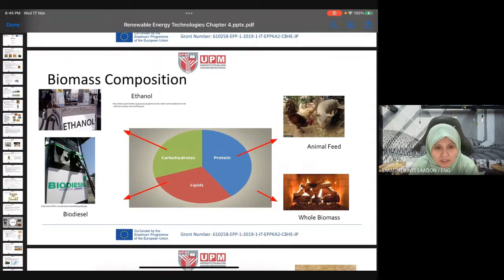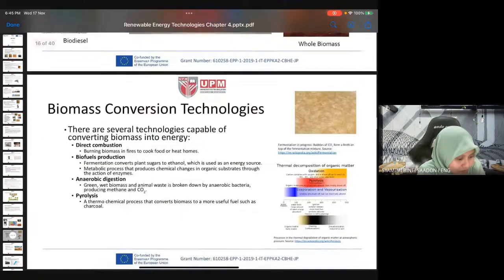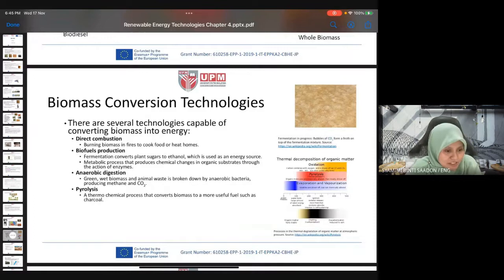So using all of these components of biomass makes this bioenergy concept very cost competitive. It means that we make use of the whole component of this biomass to produce a lot of outputs: animal feed, biodiesel, etc. And this one is the same as just now.